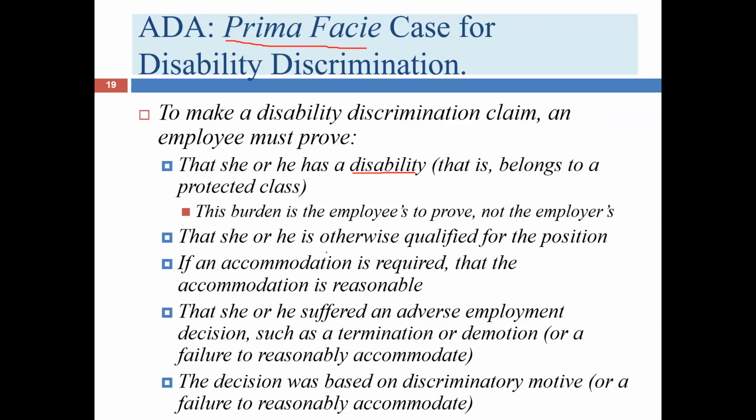The second thing is that he or she is otherwise qualified. Again, this is straight from the Title VII prima facie case analysis. Now this one is the different one, so we're going to save this one. We're going from 1 to now 3. He or she suffered an adverse employment decision. Usually it's going to be a termination or something along those lines. And then finally, this decision was based upon a discriminatory motive.